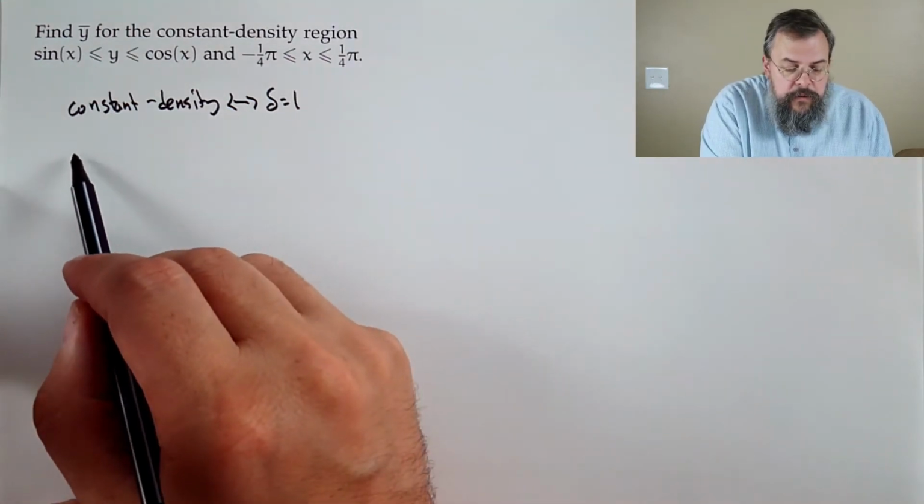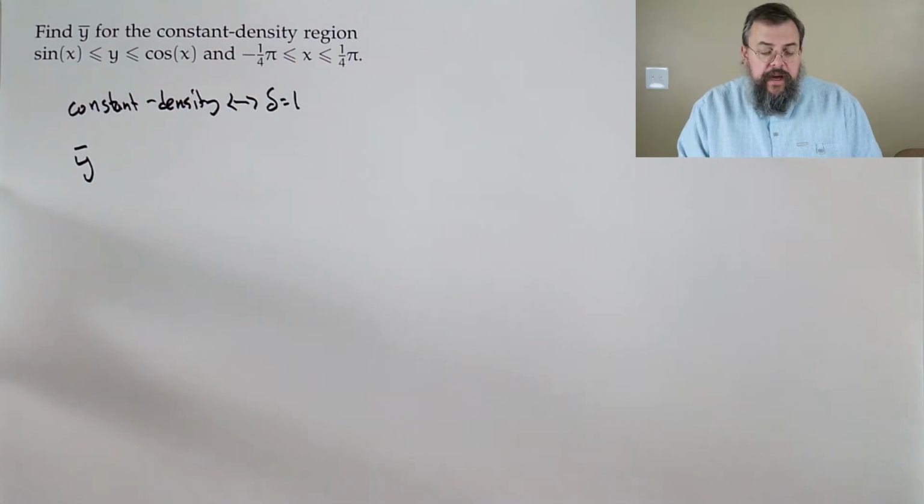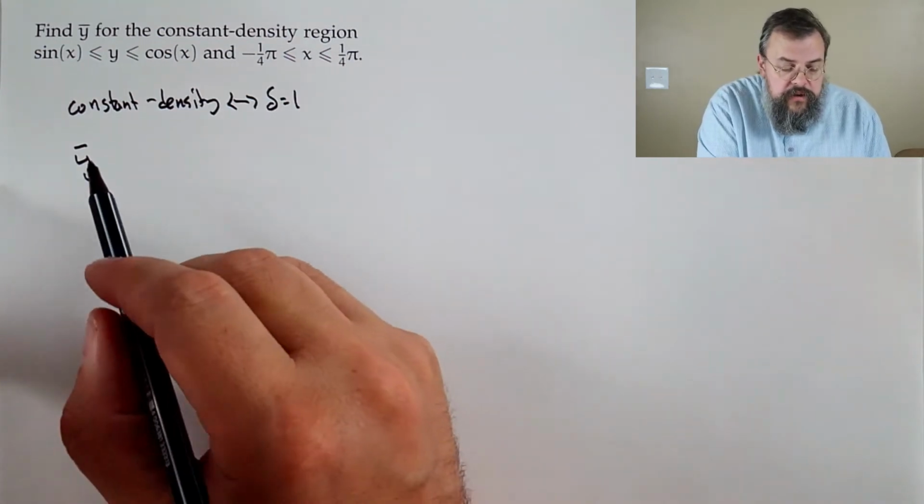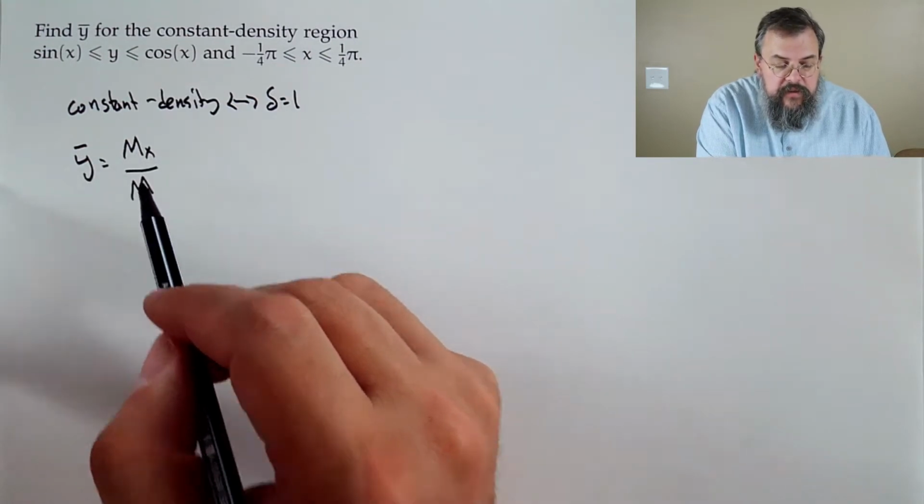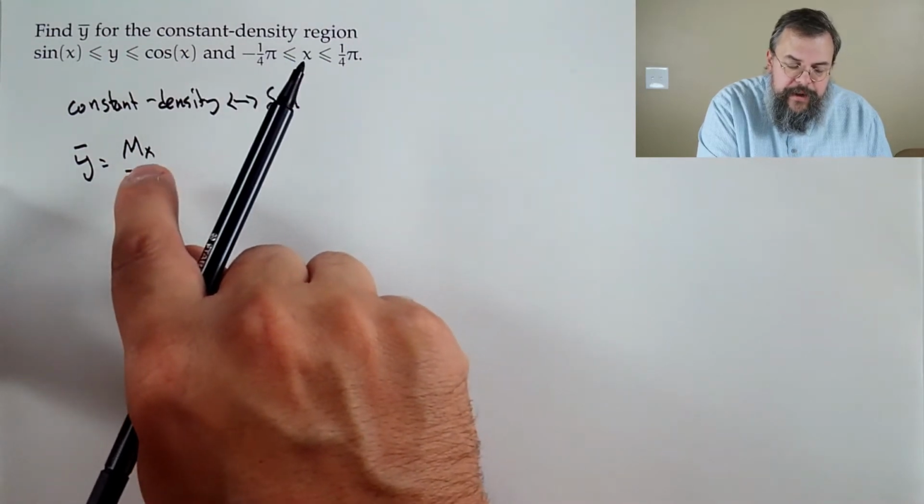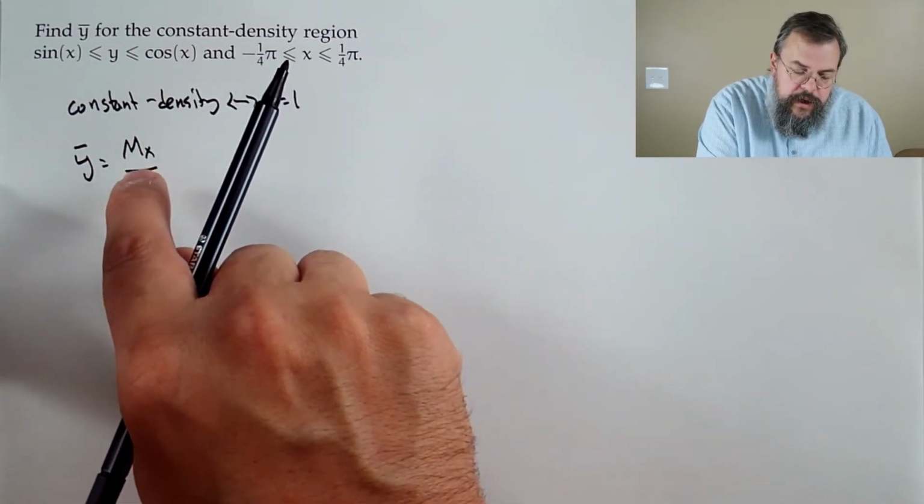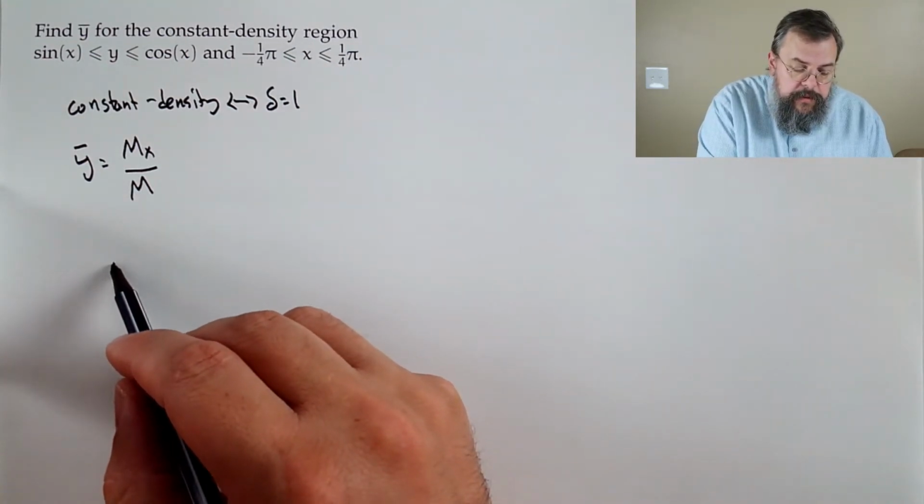And recall, what is y bar? Well, that's the y-coordinate for the center of mass, which is the moment divided by the mass. And it's that really strange thing, right? That y bar requires the moment with respect to x. Okay, well, let's think about our current problem.